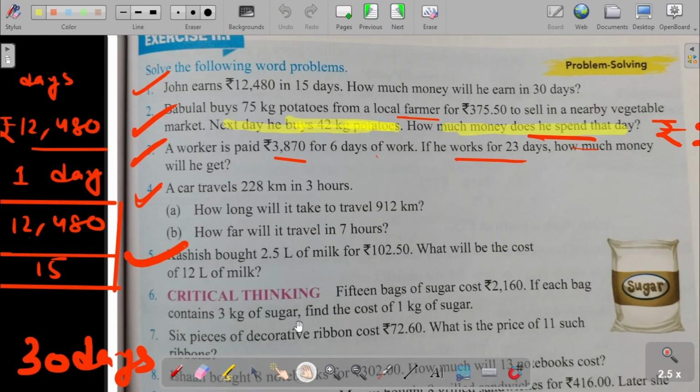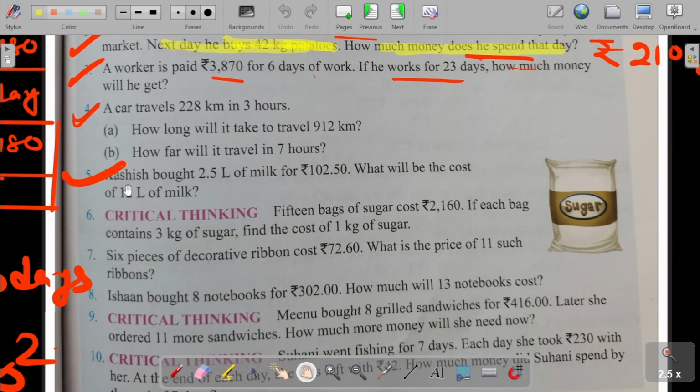Question number 4 is done. Similarly you can also solve question number 5. Here 2.5 liters of milk is bought for 102.50. So what will be the cost of 12 liters of milk? Here the price of 2.5 liters of milk is given. So firstly we find the price of 1 liter of milk, which is 102.50 divided by 2.5.